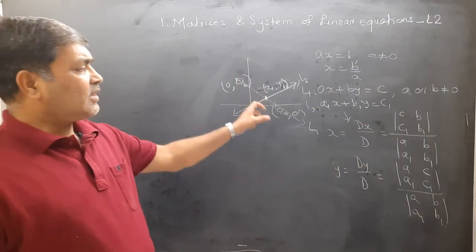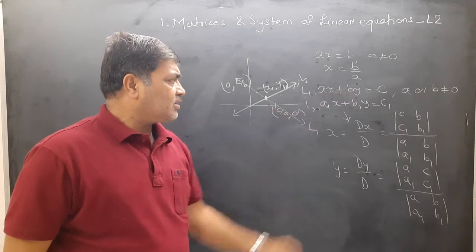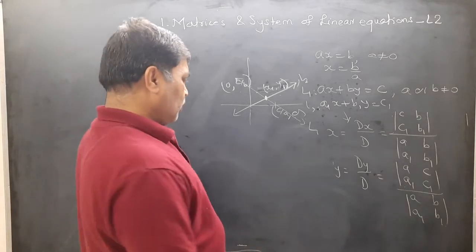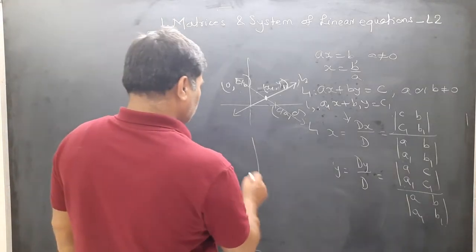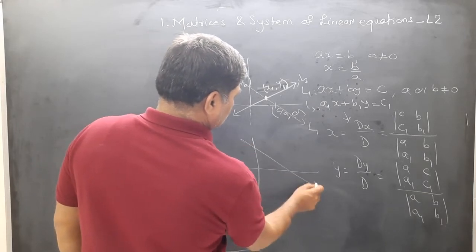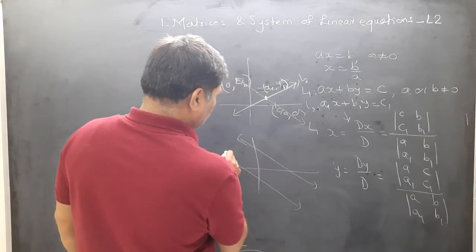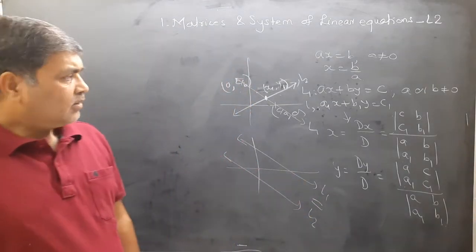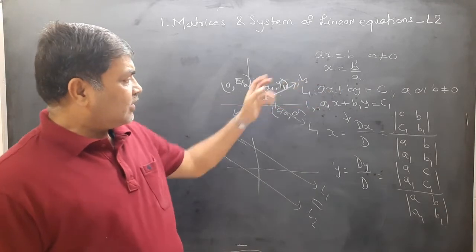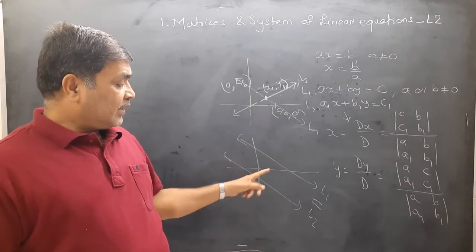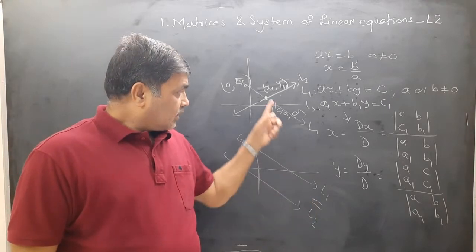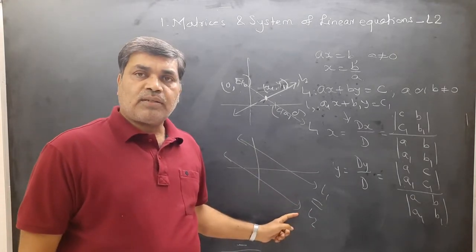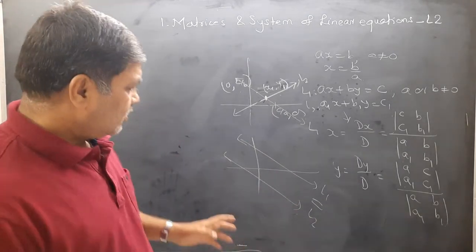As these two lines are intersecting, the determinant ab1 minus a1b must not be 0. Now, it may happen that these two lines are parallel, or it may happen that these two lines are intersecting. If they intersect, then the two equations have just one solution. If the two lines are parallel to each other, then there is no solution for those two lines.